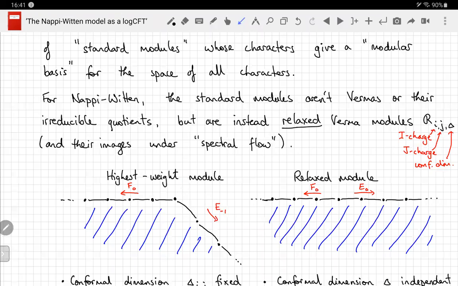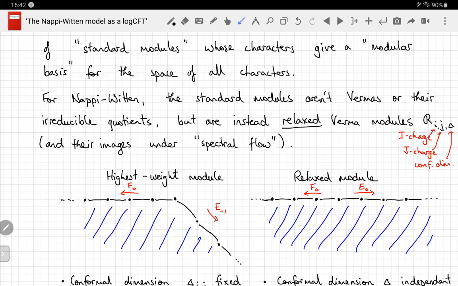And then there are also positive modes like F1 and E1 and maybe I1 and J1 and all the rest, and they also annihilate. But the key feature here is that E0 annihilates the vacuum state. So in a relaxed module, what we do is we remove the annihilation by E0. So F0 is still allowed to act freely. It's allowed to do what it likes. But E0 now also is allowed to act freely, and it generates more and more excited states.